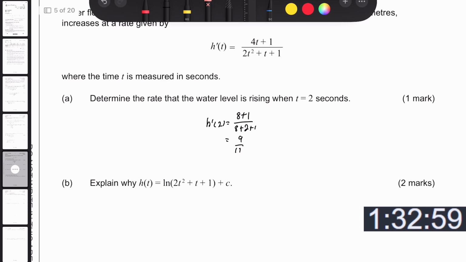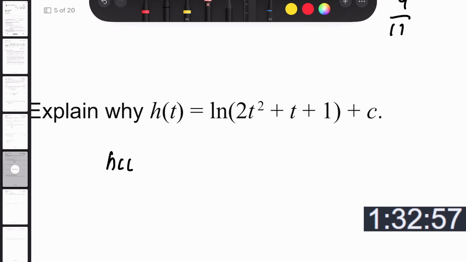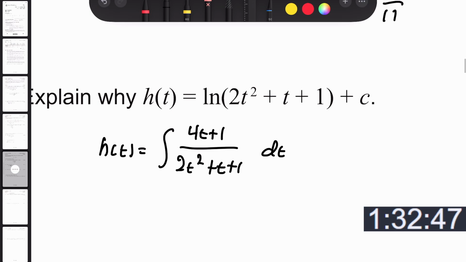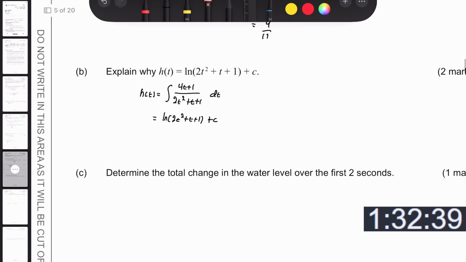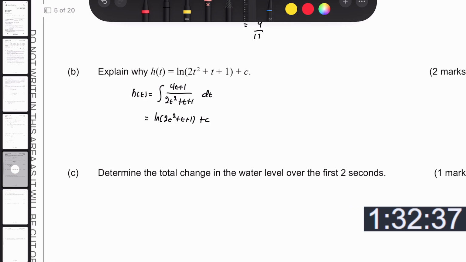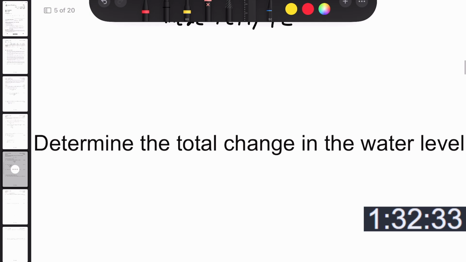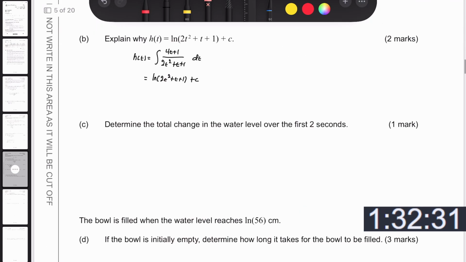Explain why h of t equals that. So we'll say that h of t is the antiderivative of 4t plus 1 all over 2t squared plus t plus 1 dt, which is equal to ln of 2t squared plus t plus 1 plus c. Determine the total change in the water level over the first 2 seconds. Is this in seconds? Yeah, t is in seconds.